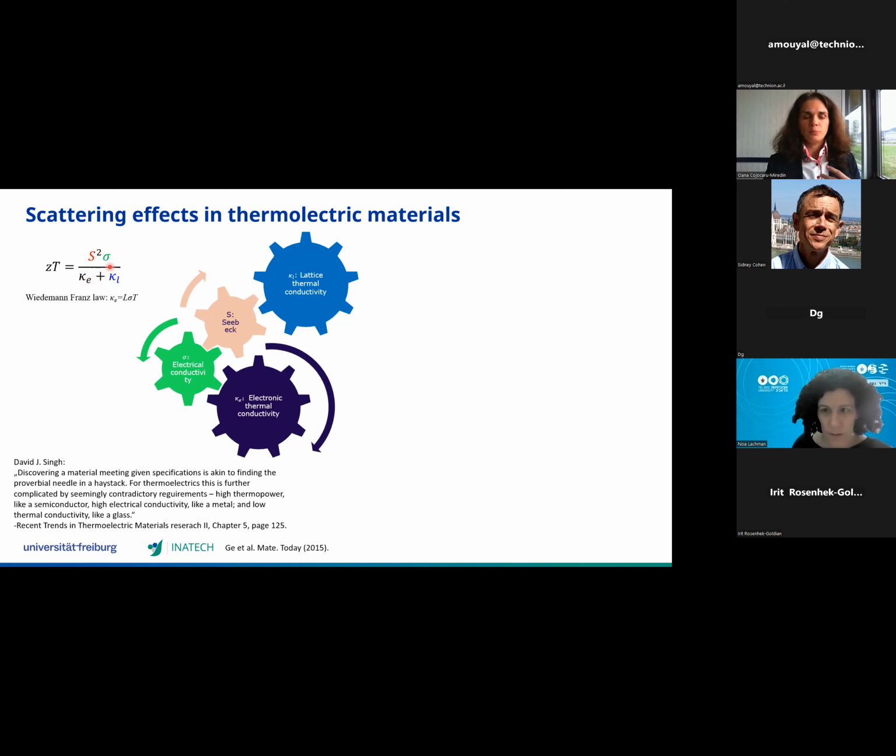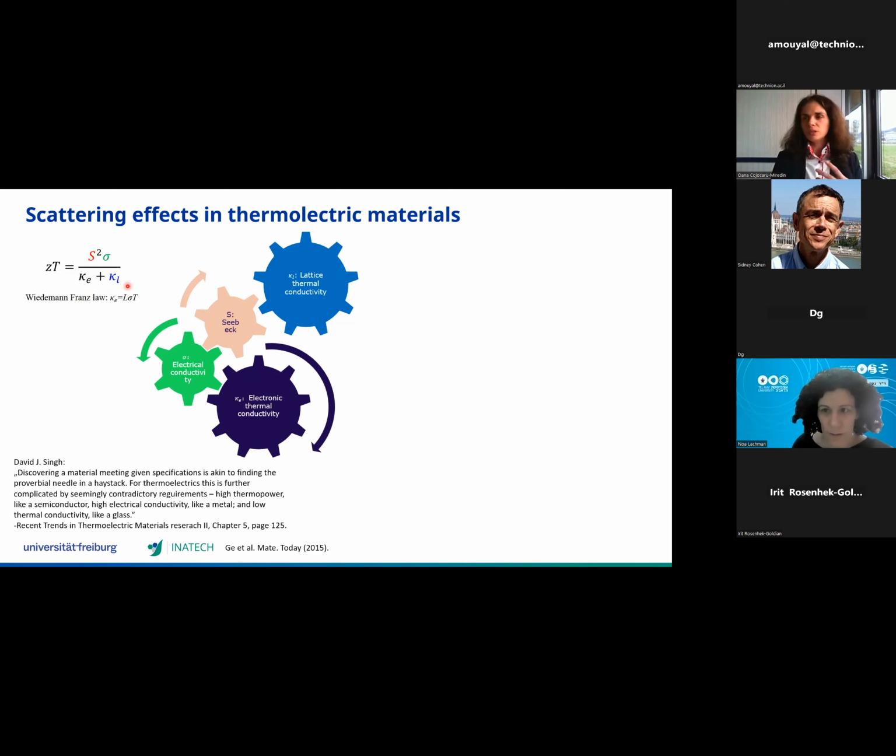So the problem is that when we increase the electronic conductivity, the thermal conductivity also very often increases, because you see that the thermal conductivity has two components: the electronic part of the thermal conductivity and the lattice thermal conductivity.